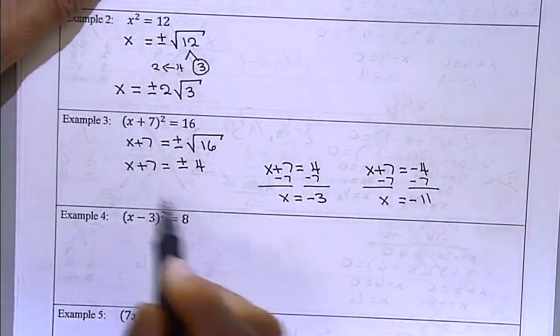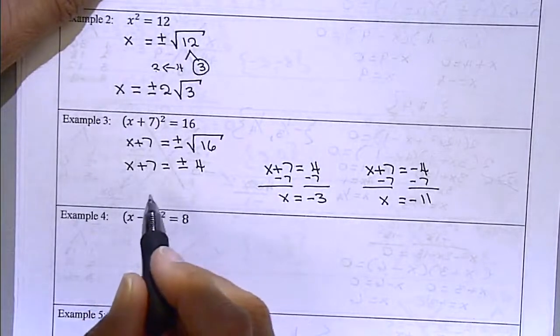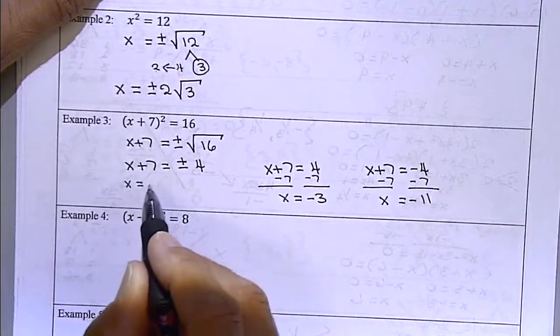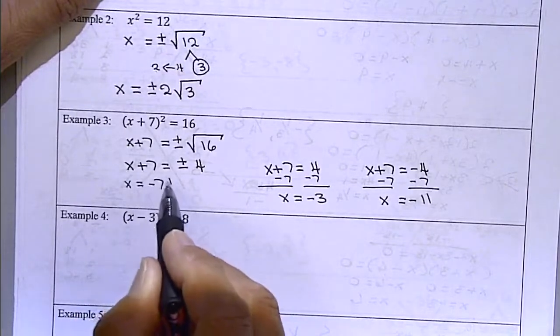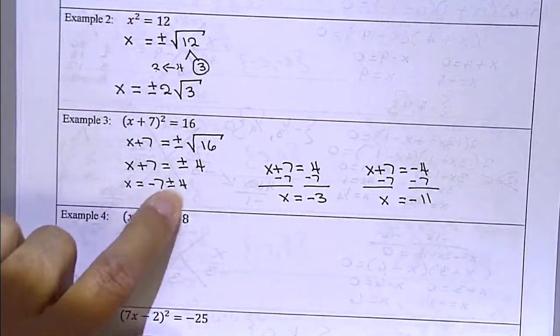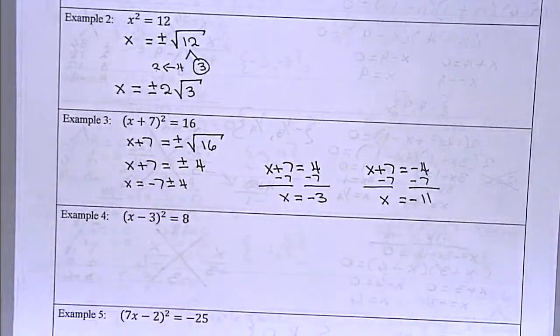If you did it the other way, you could have said, okay, I'm going to subtract 7 from both sides, right? You could have said, okay, x is equal to negative 7 plus or minus 4. And then I would have said, well, x is equal to negative 7 plus 4, and x is equal to negative 7 minus 4. I don't care how you do it. It's both the same solution, okay? But we do come up with two answers here. It could be a negative 3. It could be a negative 11.